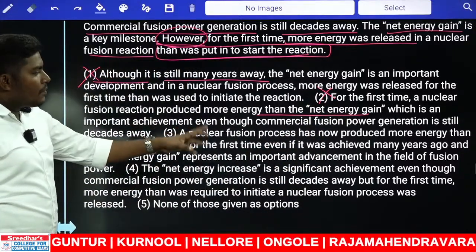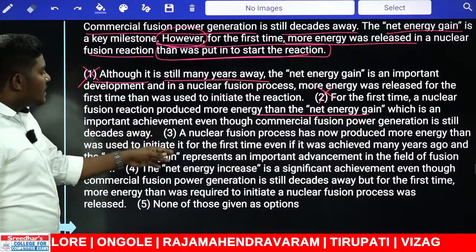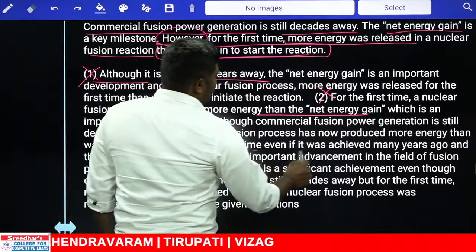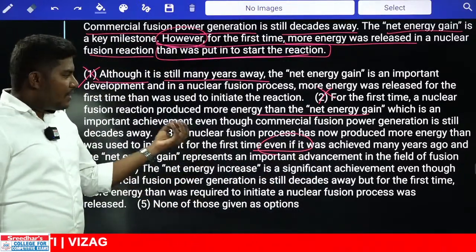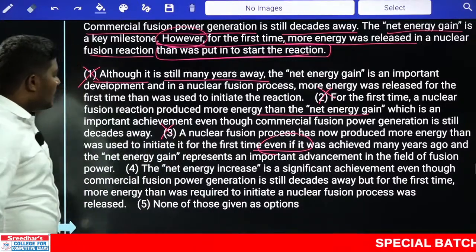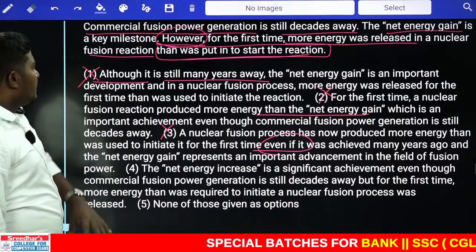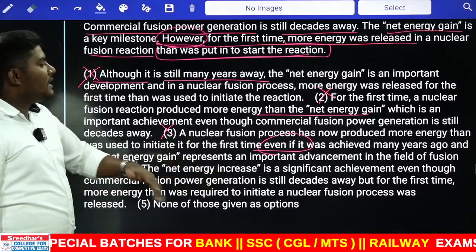Next, the third one. A nuclear fusion process has now produced more energy than was used to initiate it for the first time, even if it was achieved. The combination here has a condition, but there is no condition above, so "even if" is absolutely out. Next, the fourth one: the net energy increase is a significant achievement, even though commercial fusion power generation is still decades away.